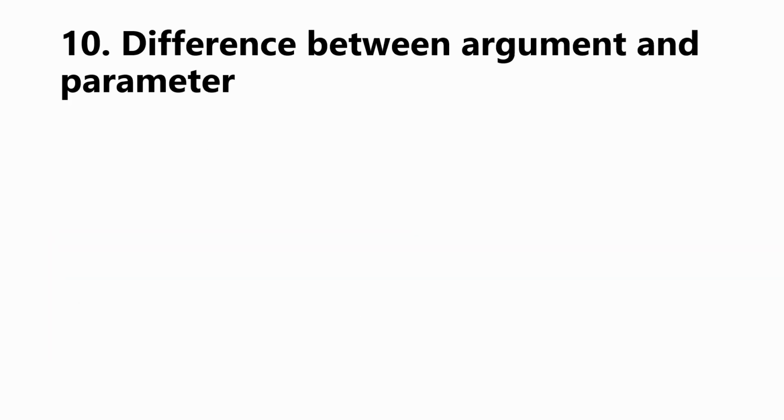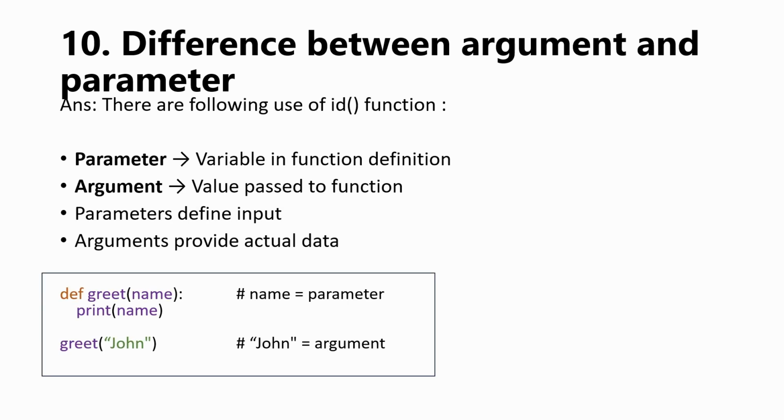Alright, our next question is the difference between argument and parameter. And the answer for this question is a parameter is a variable defined in a function, while an argument is the actual value passed when calling the function. For example, in a function greet, name is the parameter. When we call greet("John"), the value John is the argument passed to the parameter.